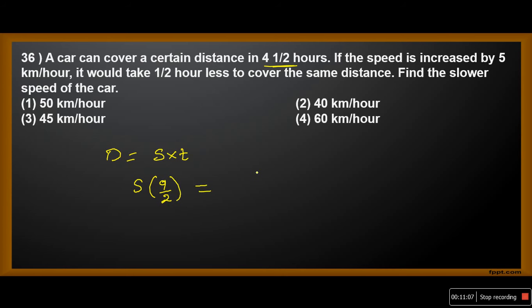Is equivalent to, what is the new speed? It is increased by 5. It means the new speed will become s plus 5. What happens to time? It is half an hour less. So from 4.5 hours, if you deduct half an hour, you will get 4 hours. Now simplify this. Cross multiply this. What happens? 9s is equivalent to 8s plus 40 on cross multiplying. Okay, implies s is equal to 40. So the answer is option 2, 40 km per hour.